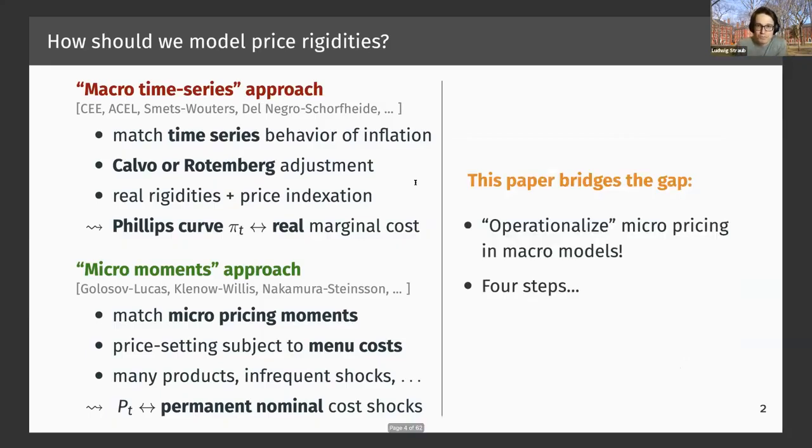And basically what we'd like to do in this project, and I'm going to show you how far we've gotten so far, is we'd like to start with the micro moments approach, start with a model that we know fits the micro data well, and then see how far we get on the macro side. Do we generate a Phillips curve that looks like what we have in the macro time series data, or does it look different? And if so, what can bridge that gap?